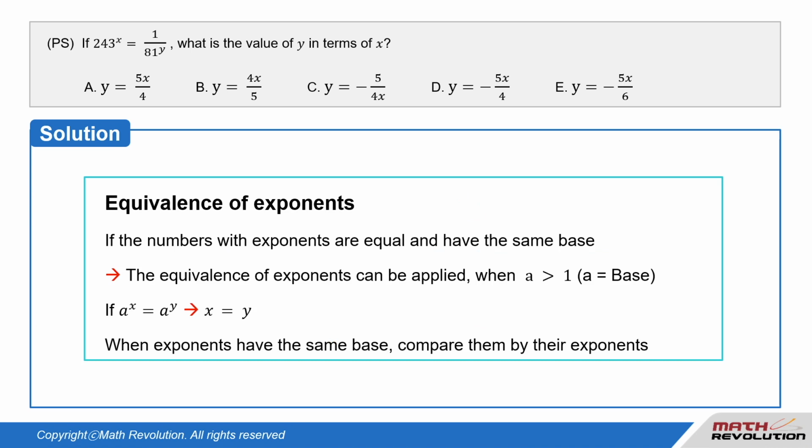Equivalence of exponents. If the numbers with exponents are equal and have the same base, the equivalence of exponents can be implied when the base a is greater than 1. If a to the power of x equals a to the power of y, then x equals y.